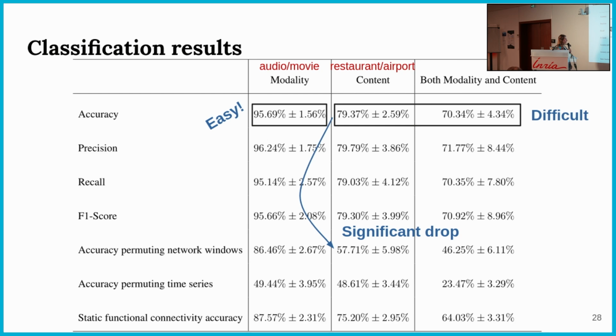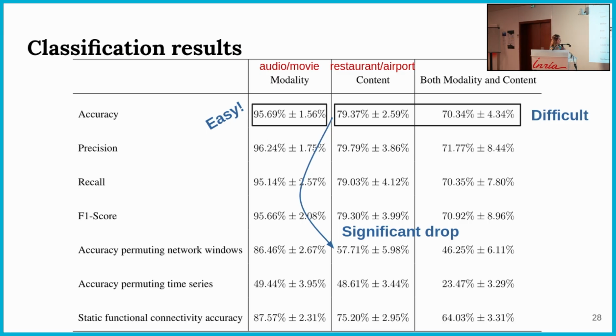After that, we wanted to understand the importance of the time dimension in our data. We applied some permutations of the data to understand how this was affecting the classification. The first permutation we did was to shuffle the adjacency matrix within the temporal network. So we were just changing the order of the snapshots in the temporal network. As you can see, there is a significant drop, especially in the restaurant and airport situation.